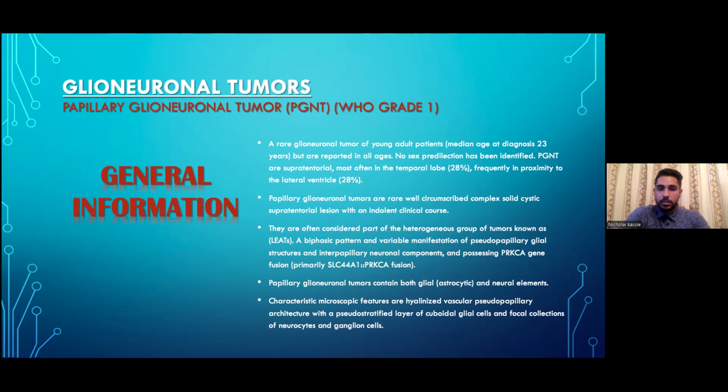Papillary glioneuronal tumors are rare, well-circumscribed, complex solid cystic supratentorial lesions with an indolent clinical course. They are often considered part of the heterogeneous group of tumors known as the LEATs, with a biphasic pattern and a variable manifestation of pseudopapillary glial structures and interpapillary neural components, possessing PRKCA gene fusion. They often contain both glial and neural elements, and characteristic microscopic features are hyalinized vascular pseudopapillary architecture with a pseudo-stratified layer of cuboidal glial cells, and focal collections of neurocytes and ganglion cells are also seen.